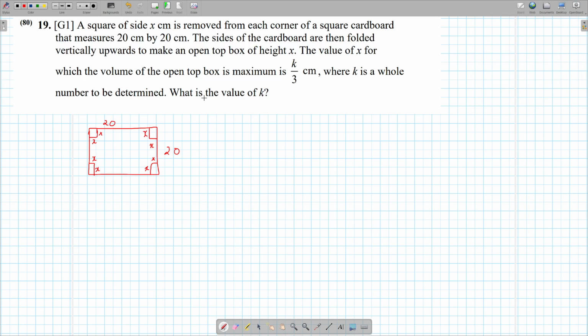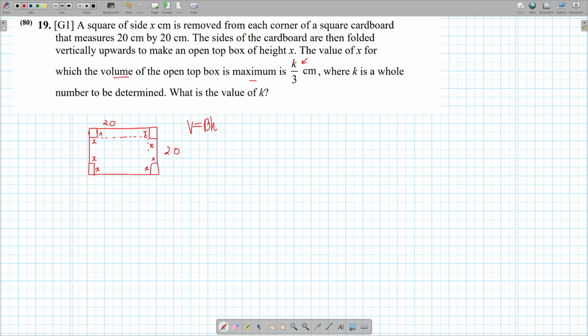The sides of the cardboard are then folded vertically upwards to make an open top box of height x. The value of x for which the volume of the open top box is maximum is something over 3 centimeters. So, they want us to find the value of x for which it is maximum. The volume of the box is what? Area of the base times the height. In this case, the new volume, how much is it?